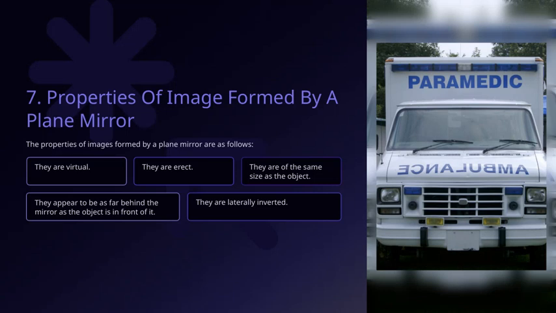Now, let's talk about the properties of the images formed by a plane mirror. First, these images are virtual, meaning they can't be projected onto a screen because the light rays don't actually come from the image itself. Instead, the image appears to be located somewhere behind the mirror. In fact, it appears to be as far behind the mirror as the object is in front of it, which helps us understand why the image looks so realistic.